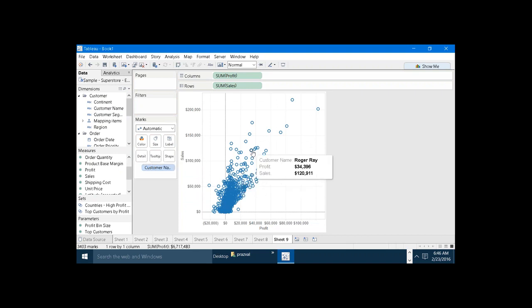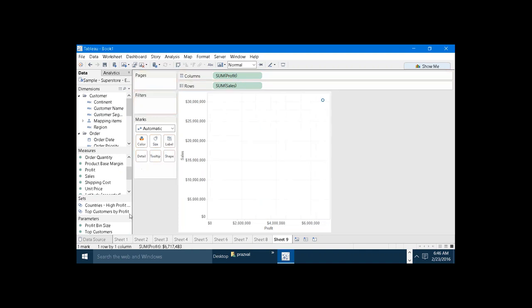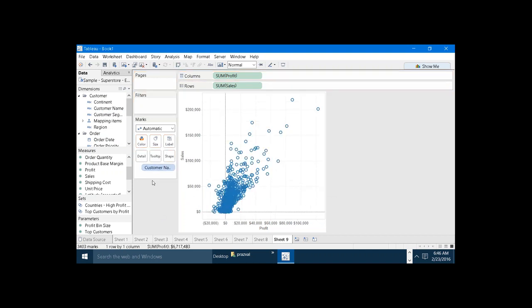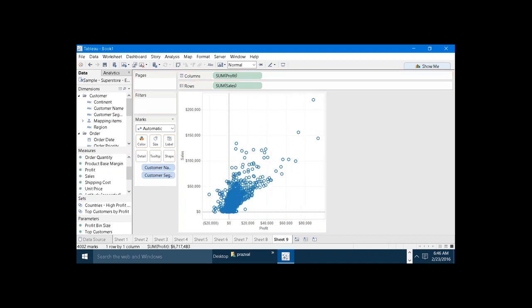You see here it is showing us multiple scatters. We have a total of 3403 marks. Before placing the customer name, we had only one mark. So if you want the required level of detail on the visualization, just drag the required dimension and drop it into the detail. And if you want to see every customer segment level, drag customer segment and drop into detail. Now it is showing us a total of 4002 marks.